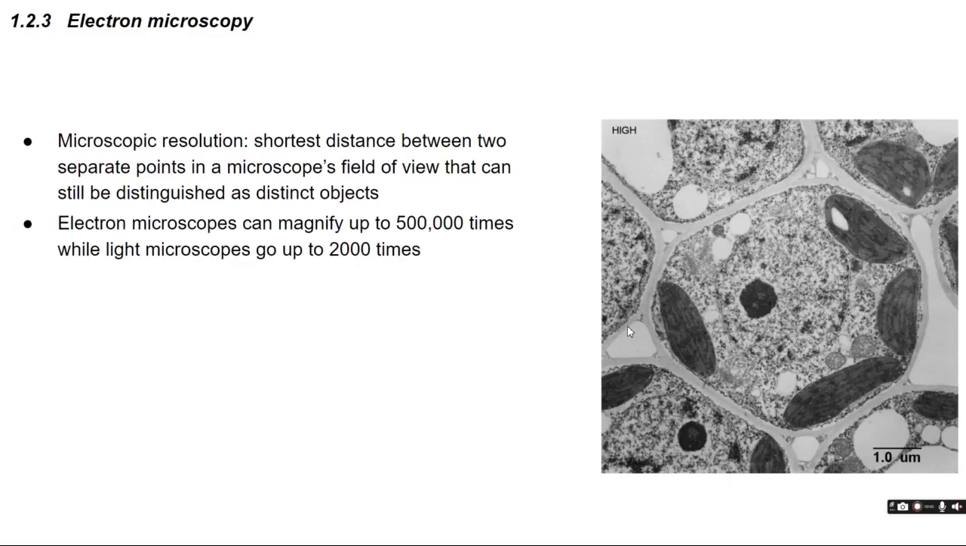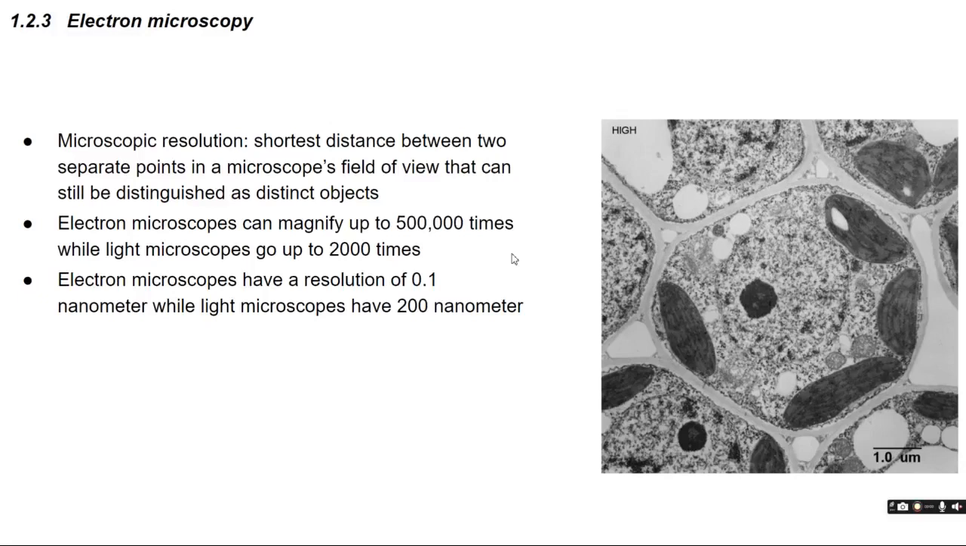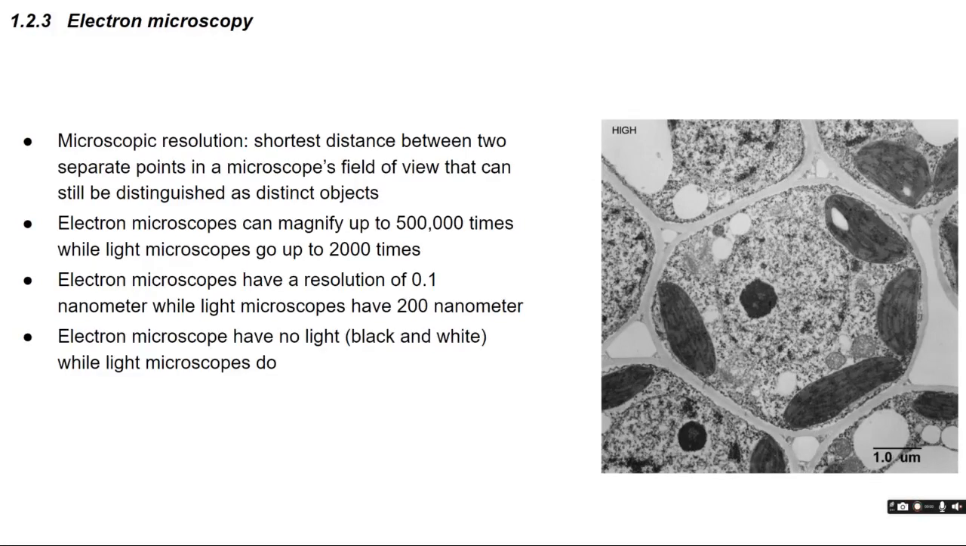So electron microscopes have a much higher resolution than light microscopes, which is why we could actually label the organelles and structures within the cell. Electron microscopes have a resolution of 0.1 nanometers, while light microscopes have a resolution of 200 nanometers. So that's just the difference in resolution. Electron microscopes use no light, while with light microscopes you can see the light of what's under there.